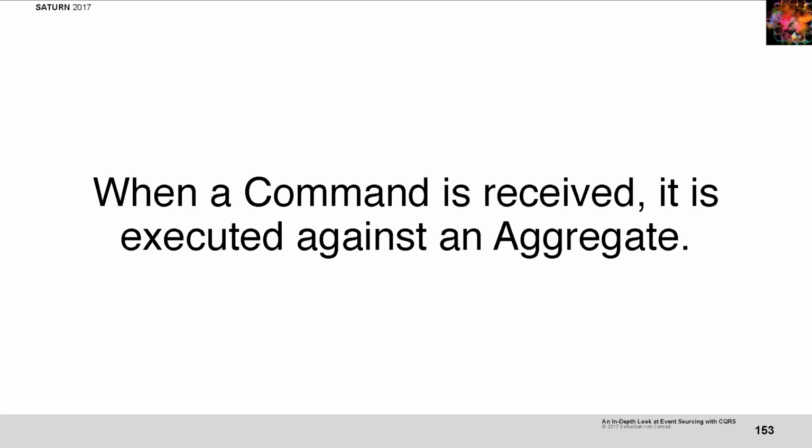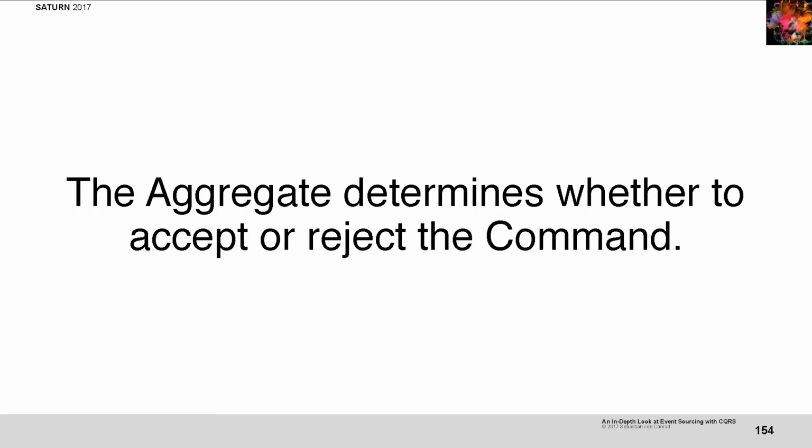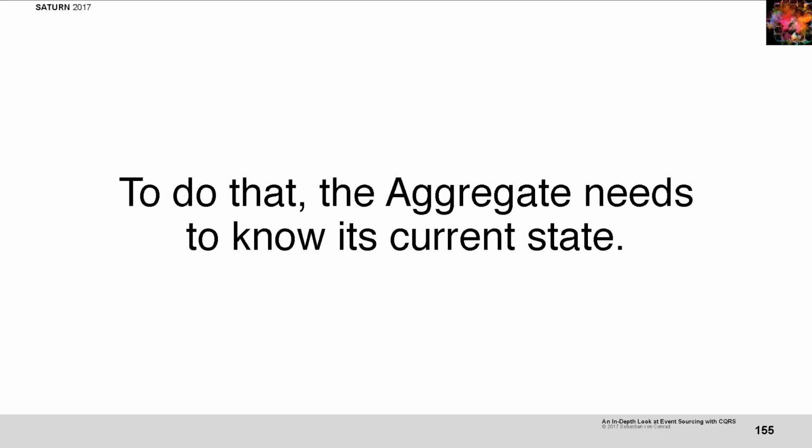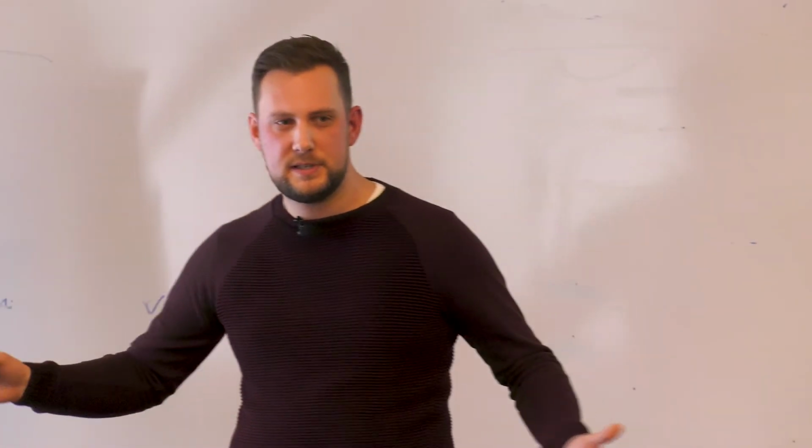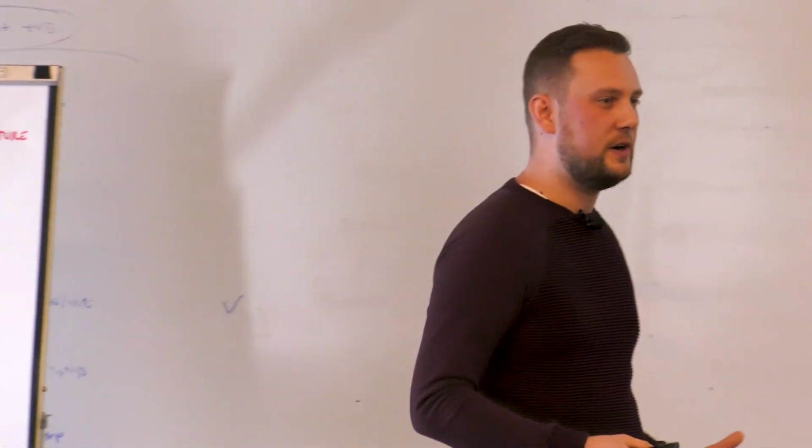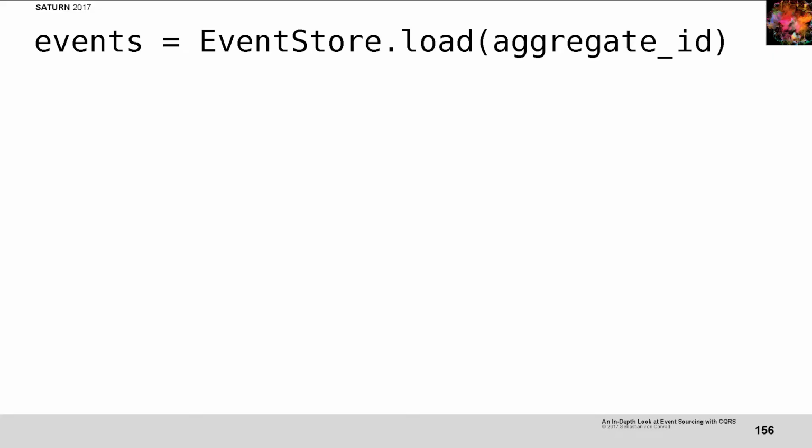So when a command is received in the command handler, what we want to try to do is execute this command against the aggregate. And then the aggregate itself determines whether we can accept or reject this. And in order to do that, it needs to know its current state. We're not saying that current state is useless. No. Current state is very, very important. The whole idea about event sourcing is how you get that state.